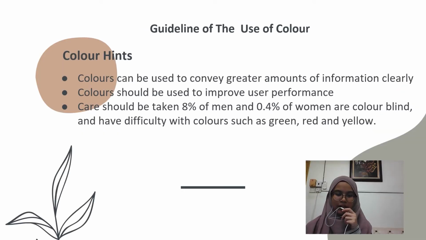Thirdly, for the guideline of the use of color, it is color hints. Colors can be used to convey a greater amount of information clearly. It also, color should be used to improve user performance. Care should also be taken: 8% of men and 0.4% of women are colorblind and have difficulty with colors such as green, red, and yellow.